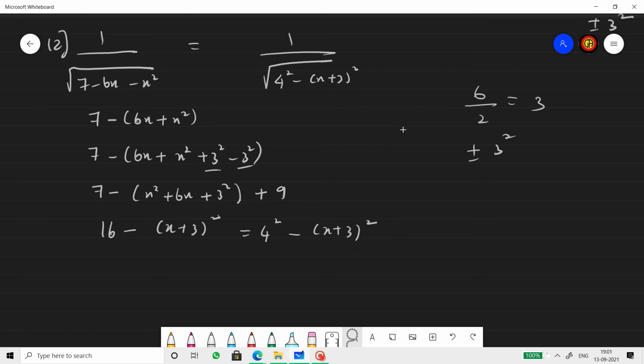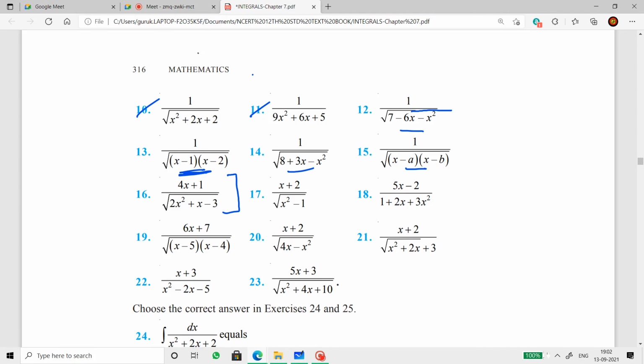7 plus 9 is 16. So 16 minus x plus 3 the whole square. This comes to the form of 4 square minus x plus 3 the whole square. Insert this back into the question. You come to this form. Then use the 1 by root over a square minus x square formula. So this is how we solve the 12th one.